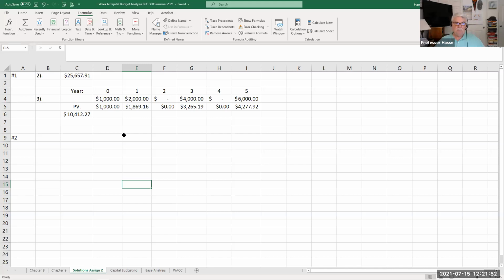Okay, in question number 3, it's asking you to determine the present value of cash flows being received in the future. Today, right now, we call that year 0, it's $1,000. At the end of year 1, we get $2,000, nothing in year 2, $4,000 in year 3, nothing in year 4, and $6,000 in year 5. So what we need to do is determine the present value at 7%, or discount those amounts for those periods of time. So $1,000 today is worth $1,000. So there's no discounting there.